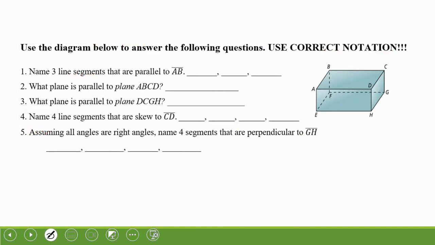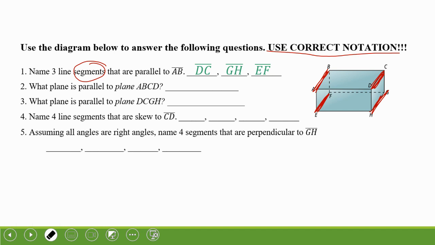So let's try this. Name 3 line segments that are parallel to AB. So here's AB. I'm just going to go through and highlight all of the line segments that are going the same direction. And then this is how I named them. You could say CD or DC, GH, HG, EF, FE. It doesn't matter which one comes first, but make sure you use the correct notation. They should have a segment bar on top.